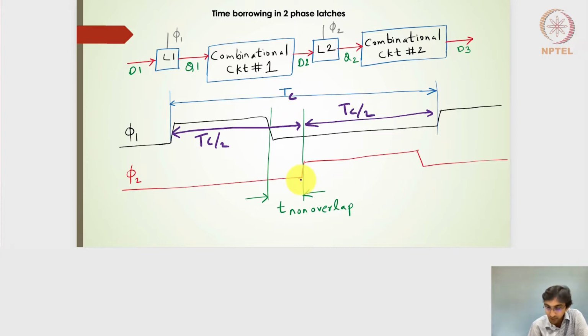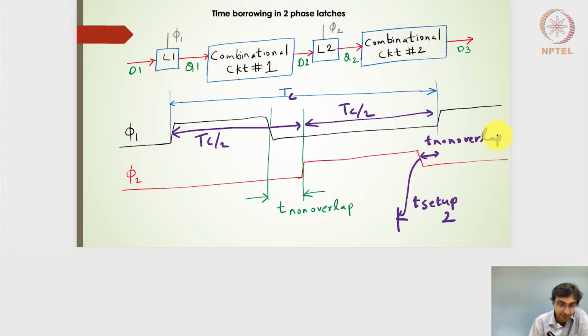And so the combinatorial circuit output can extend till we have the setup time associated with latch 2, right? So it can extend up till this particular portion of the time. And so the maximum borrowing time turns out to be nothing but TC by 2 minus this T non-overlap, and minus the T setup time, right?